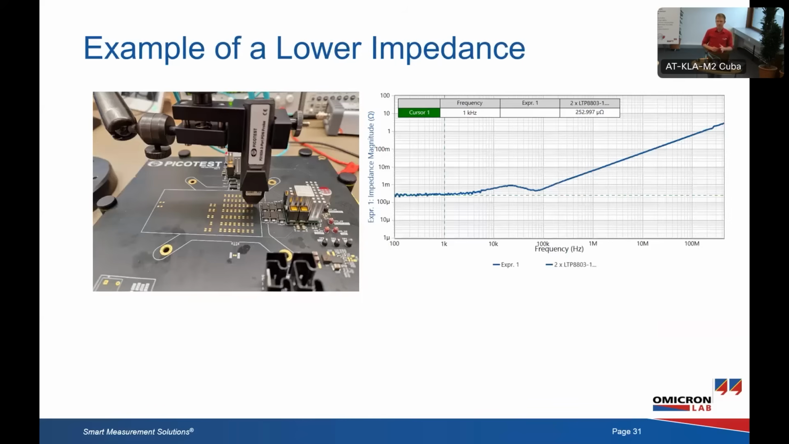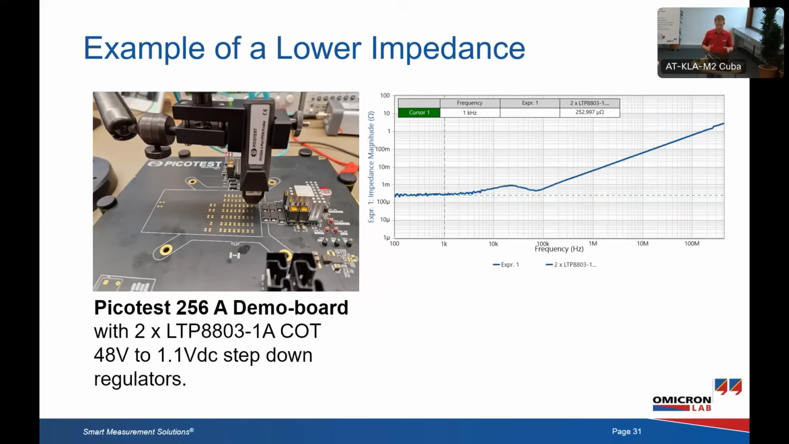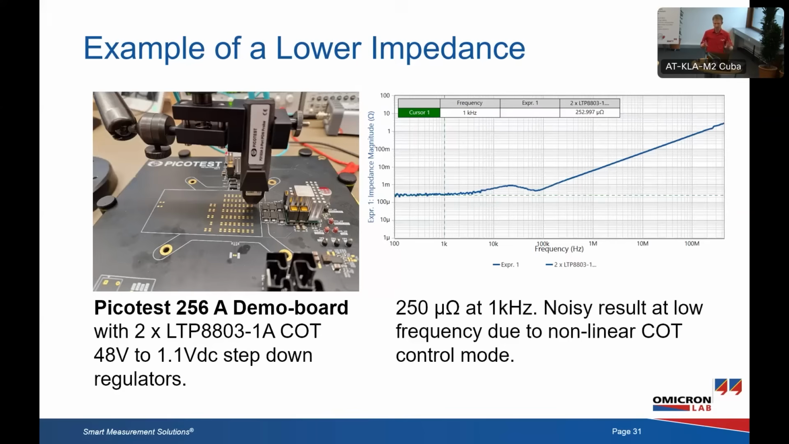So an example of such a lower impedance measurement is shown here on that 256 amp demo board, where two Analog Devices step-down regulators are driven in parallel, providing 250 amps. And on the right-hand side, you can see the output impedance at 253 micro-ohms at 1 kHz. Also a little bit noisy at low frequency, and that's from the nonlinear constant on-time control mode. So even if you increase power, that noise will not really go away.